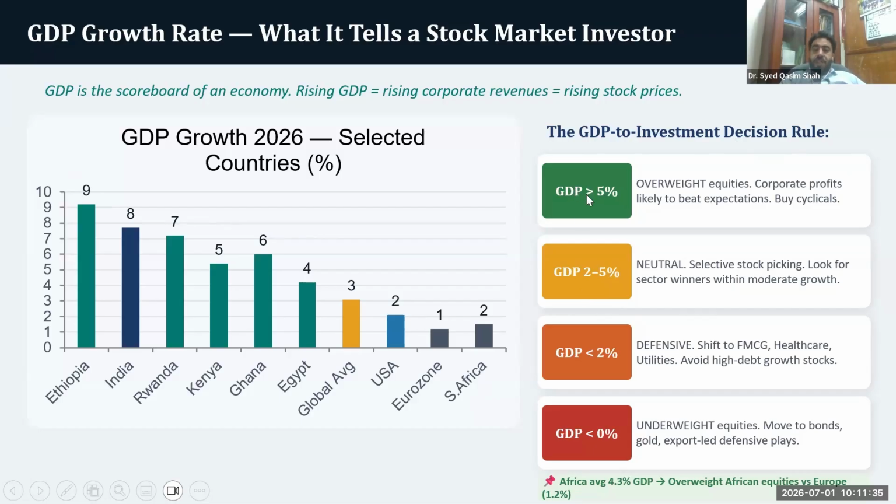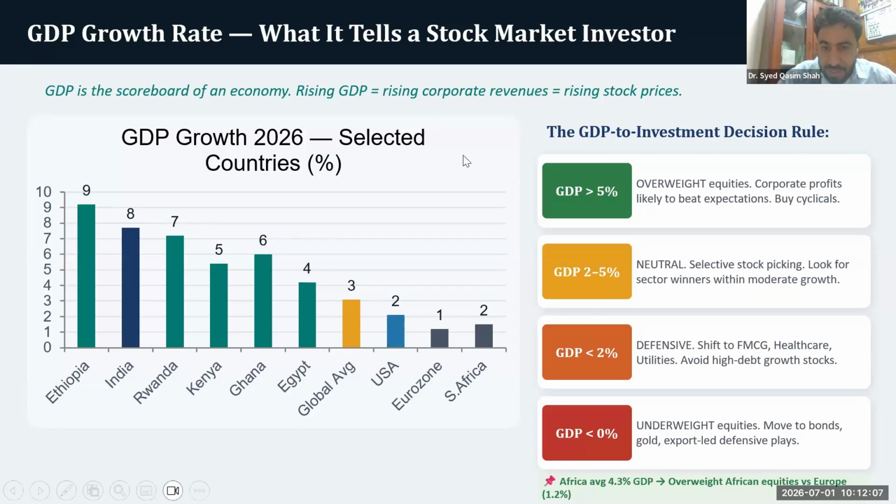If your GDP growth rate is higher than 5%, which means overweight equities. Corporate profits are likely to beat expectations. So what exactly do we have to do? This is basically buying cyclicals. The recommendation is buying. You are basically buying in these economies.